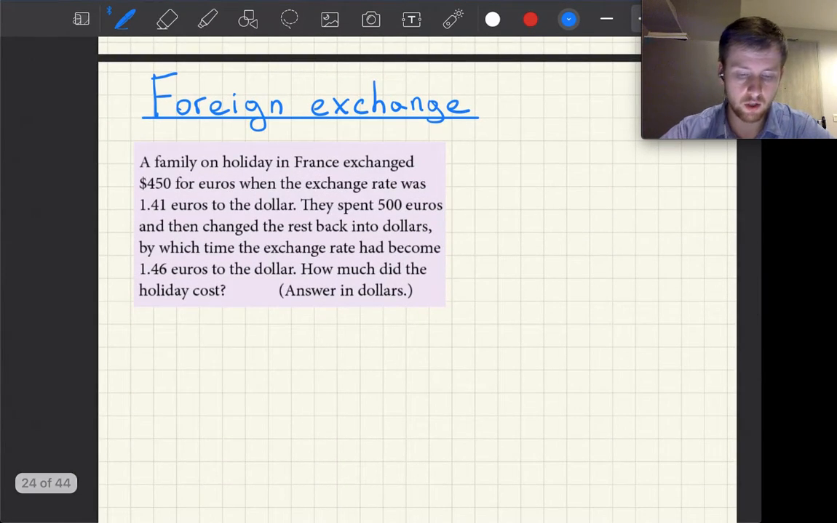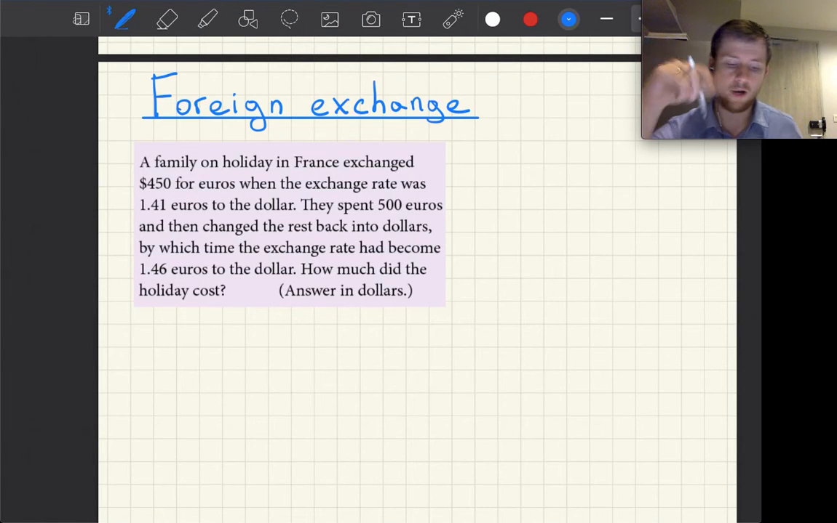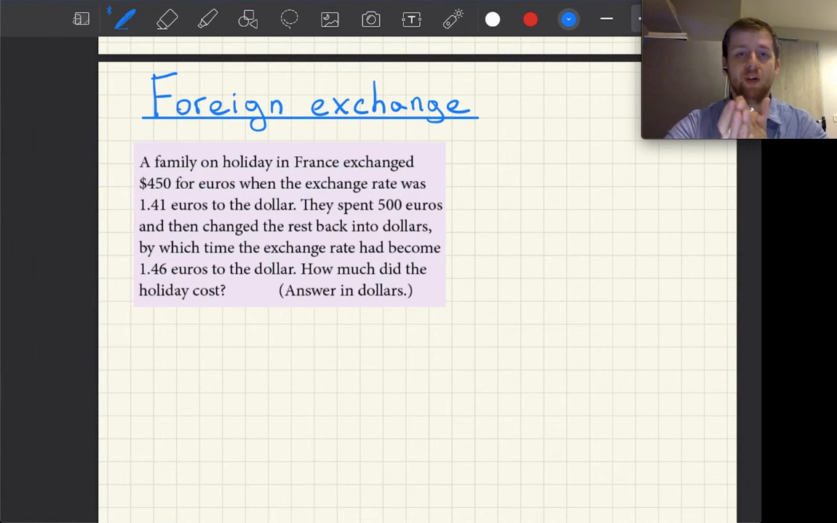One more topic, quite a hard one actually, I must say: foreign exchange. A lot of confusion about this topic. So let's just do this question. I think this is kind of an all-encompassing question. A family on holiday in France exchanged $450 for euros.